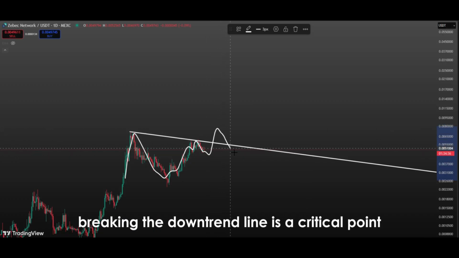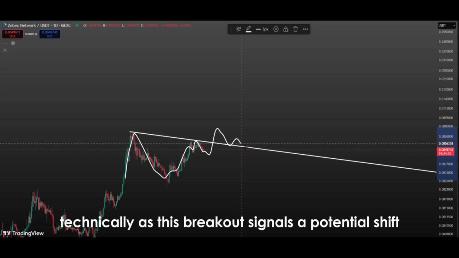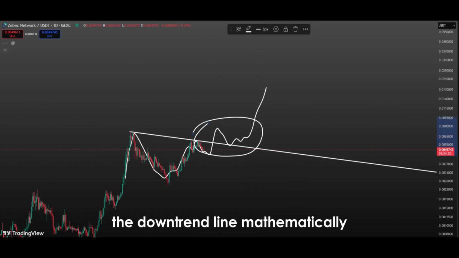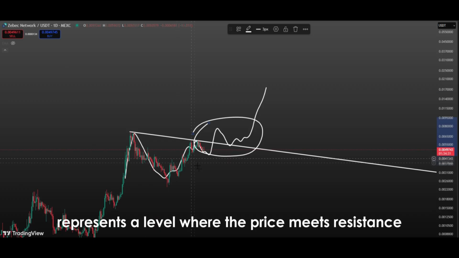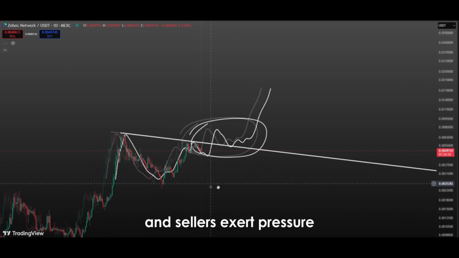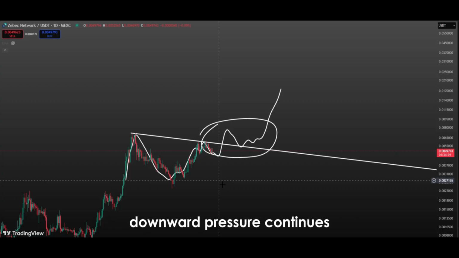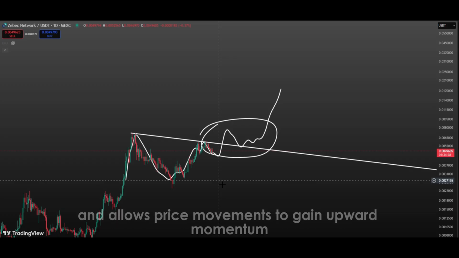A price breaking the downtrend line is a critical point technically, as this breakout signals a potential shift in trend direction and that buyers may regain control of the market. The downtrend line mathematically represents a level where the price meets resistance and sellers exert pressure, and as long as the price cannot surpass this line, downward pressure continues. However, breaking this line creates a turning point in the market and allows price movements to gain upward momentum.